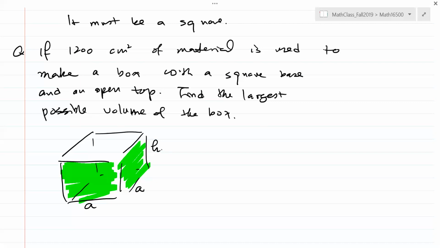How much? The face at the bottom is A squared, right? Then on each side, A times H. How many sides? 1, 2, 3, 4. 4 sides, so 4A times H. That total surface area will be 1,200. That's a given condition. And the volume is going to be A squared times H. So the volume depends on two variables.